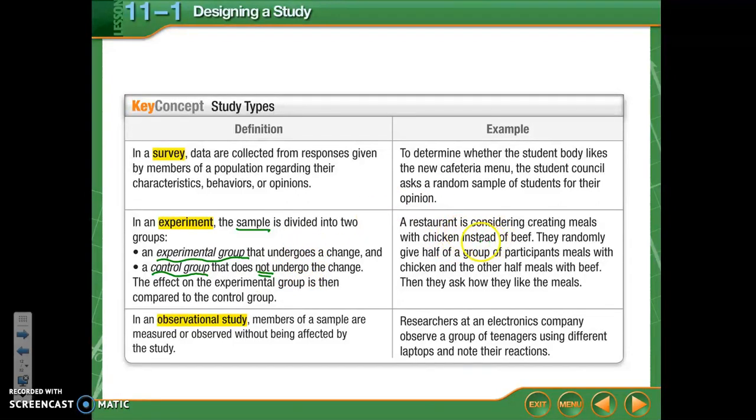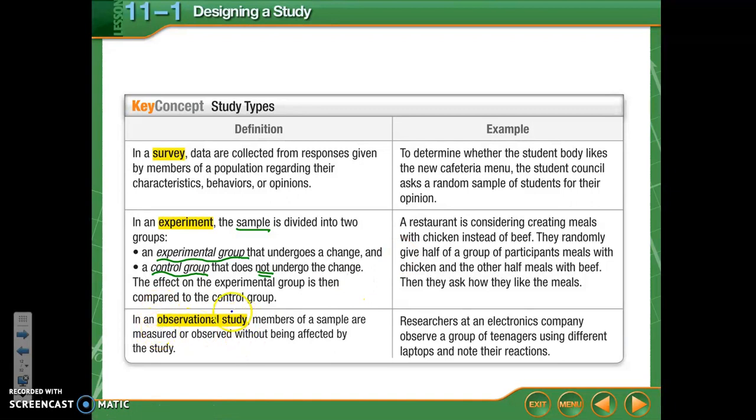So for example, if a restaurant wants to make meals with chicken instead of beef, they would randomly give half the group meals with chicken and the other half meals with beef. That would be the only change they would make. And then they could get their opinion on how they liked the meals. That's a pretty simple example of an experiment. Obviously, experiments can be more complicated or more intense than that, but that's just a simple example.